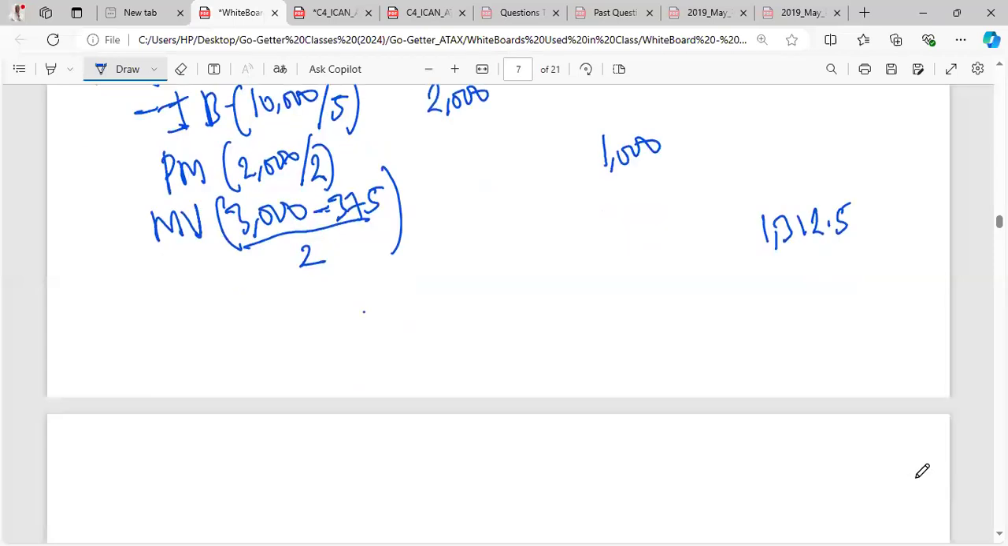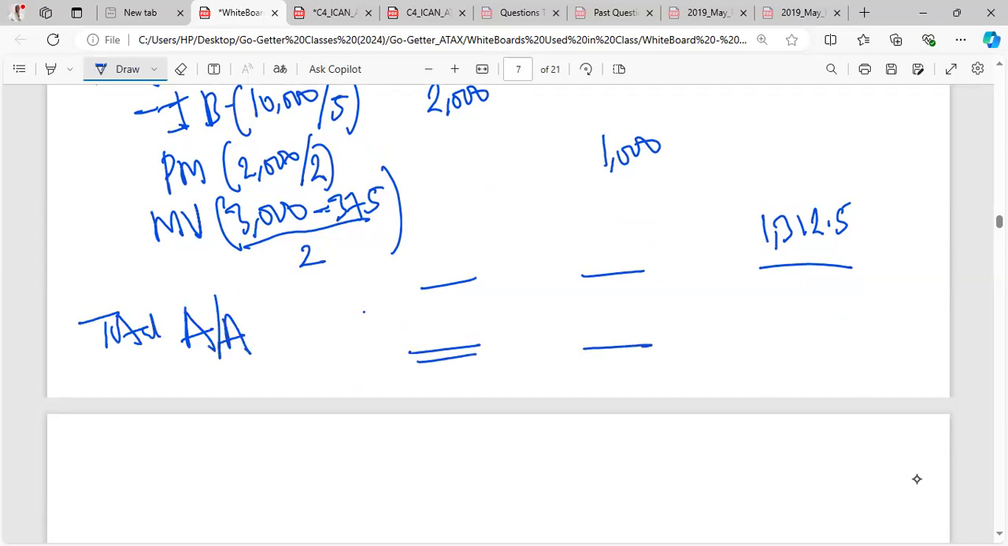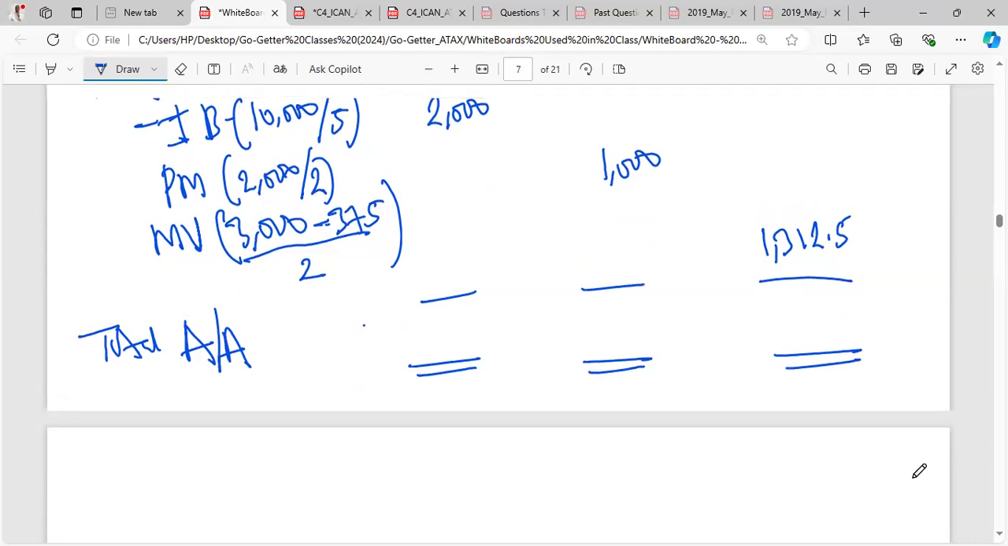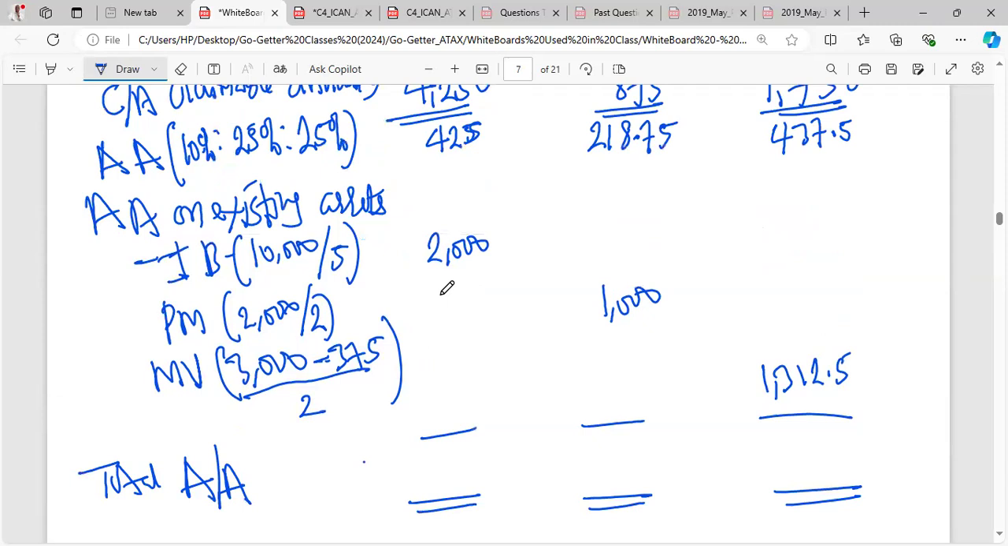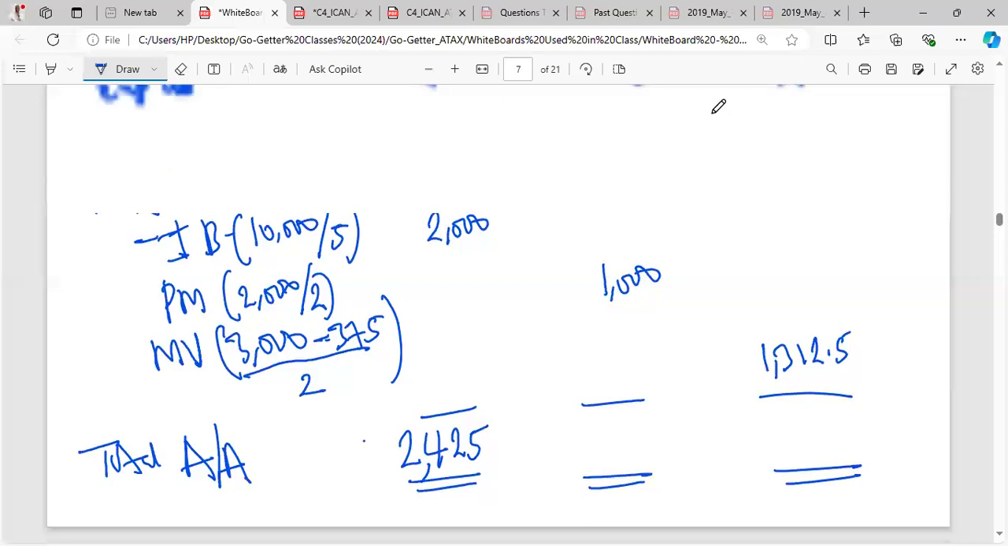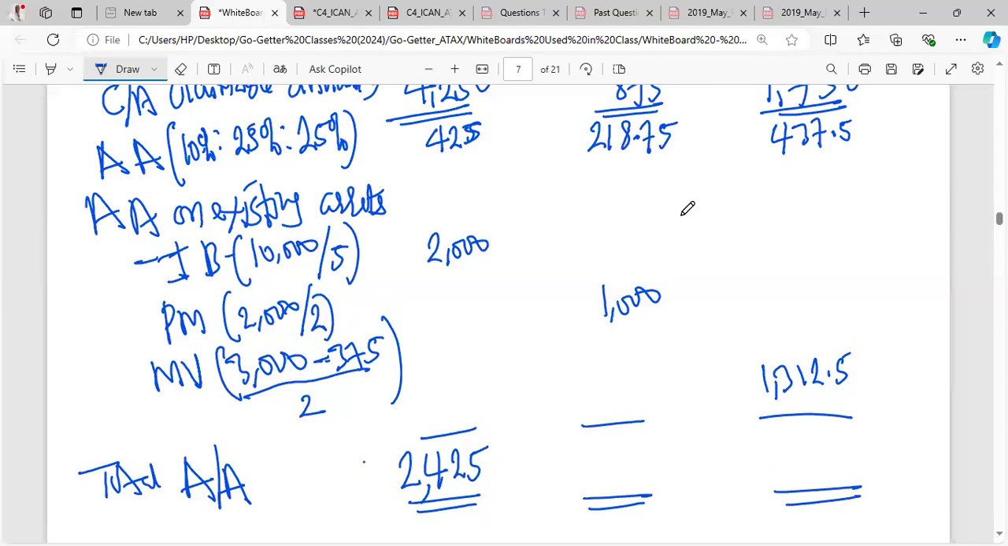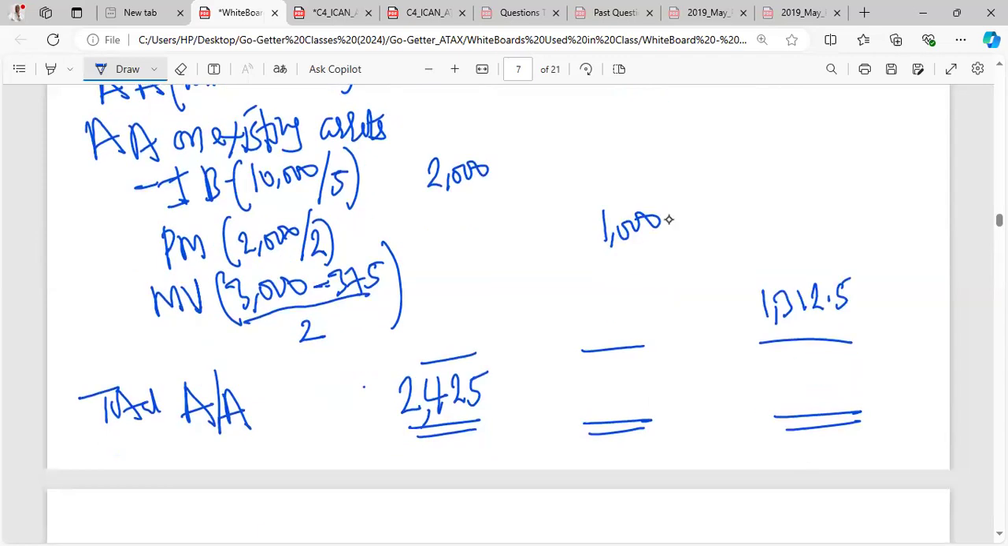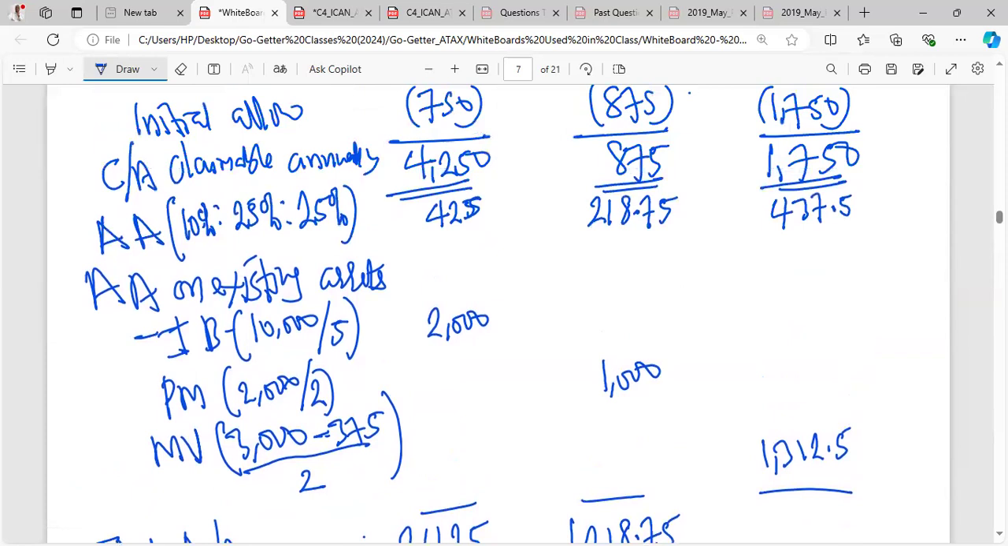So that's our annual allowances. So you will now calculate the total annual allowance. Whatever we get here, we are taking it out up there. So this is going to give 2,425. This is going to give me 1,218.75. And this is going to be a calculation.